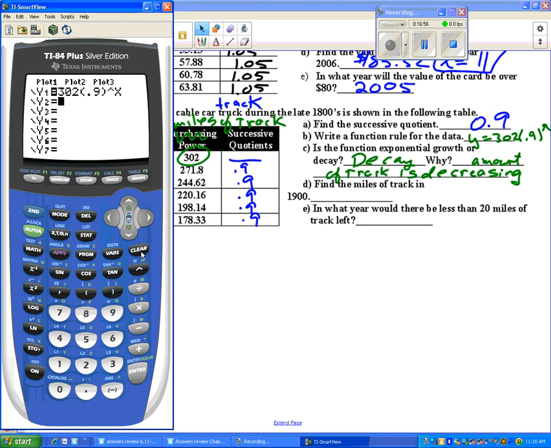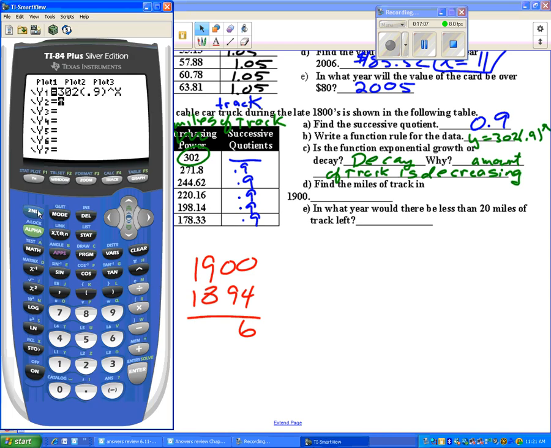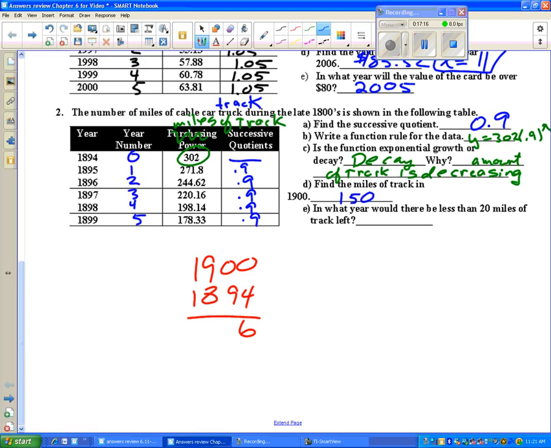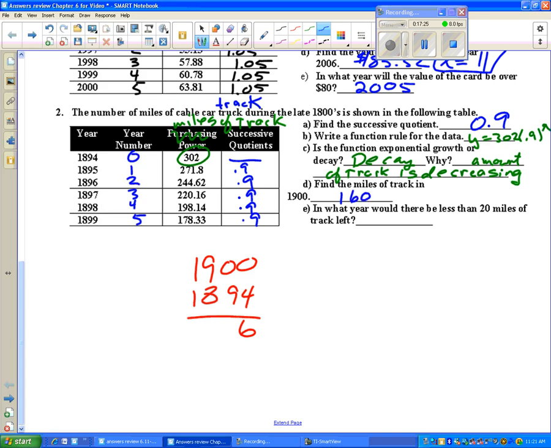I want the track in 1900. This started in 1894, so 1900 minus 1894 is going to be 6. So I'm going to go to my table and find 6. 6 is 150.495 or 150.5. Excuse me, not 150. That's 160.5 miles of track.